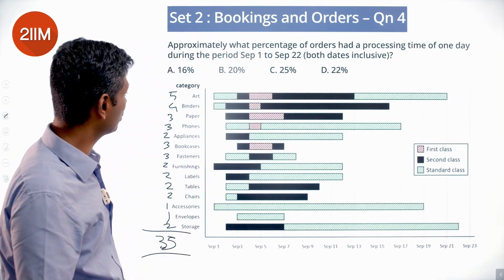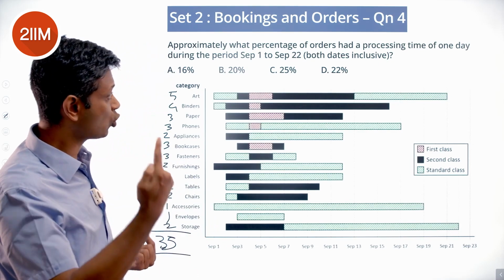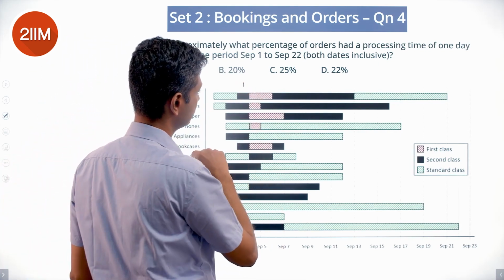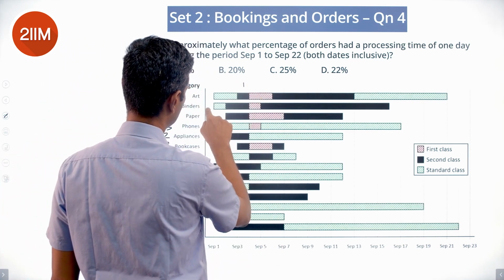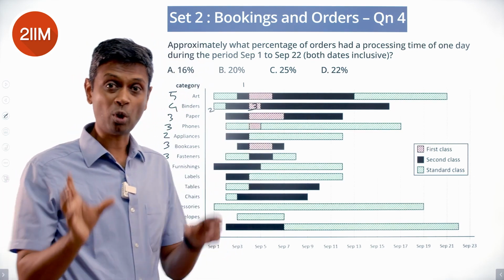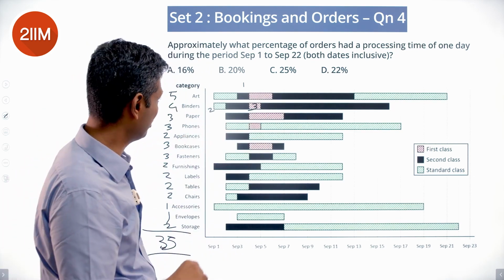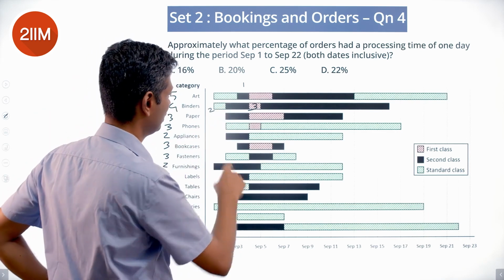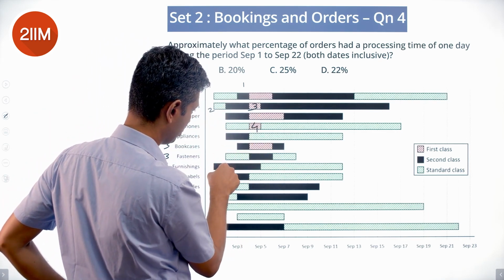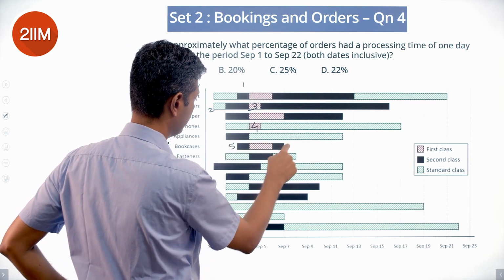Now let's see where the processing time was of 1 day. This is 2 days, this is 1 day. 1, 2, 3. It's looking like one of those spot the differences between diagrams. I'm writing the numbers down. 1, 2, 3. Nothing here. 4. Nothing here. No. There could be something here. 4, 5, 6.